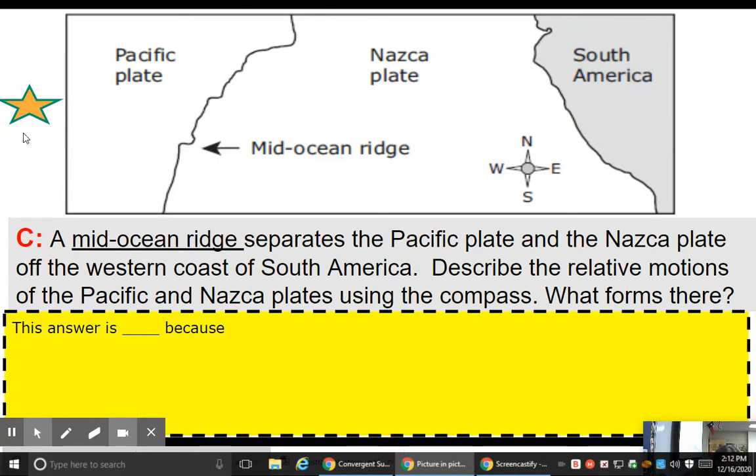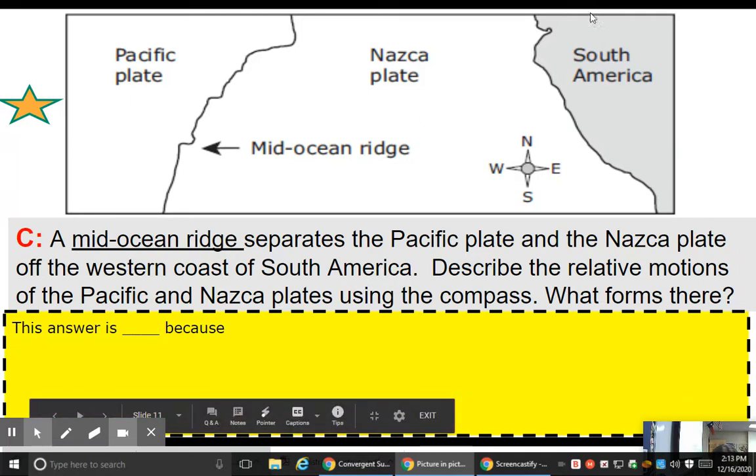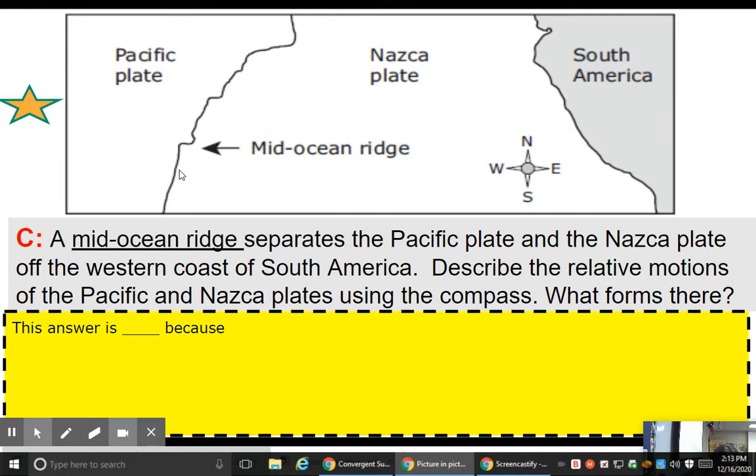For our connection today, we're going to look at a STAR test question. It reads, a mid-ocean ridge separates the Pacific plate and the Nazca plate off the western coast of South America. So here we can see South America, we have the Nazca plate and the Pacific plate, and here's the boundary. It's a crustal formation of a mid-ocean ridge here. Describe the relative motions of the Pacific and the Nazca plate using the compass.